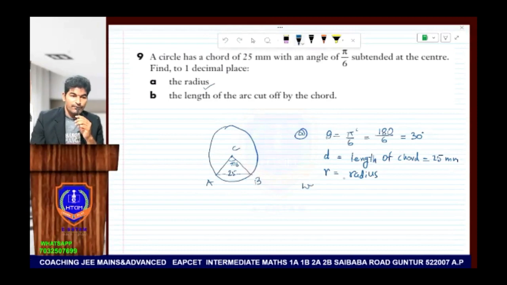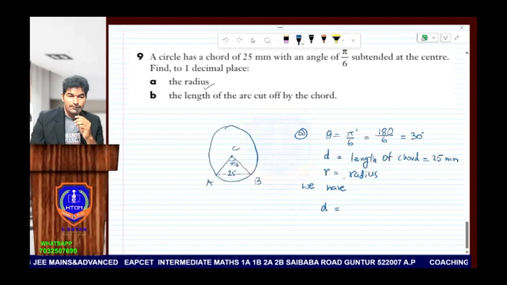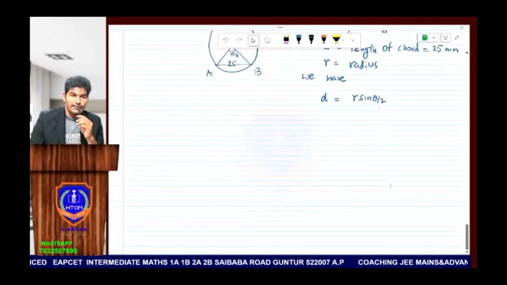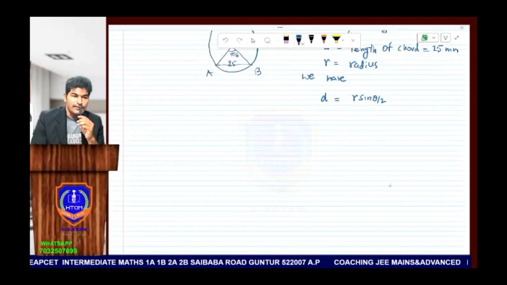And we have the formula that for a chord, the length of the chord D equals R sine theta by 2. Okay, let's derive this formula. It is better, you can remember that formula also. Let us consider the same triangle.